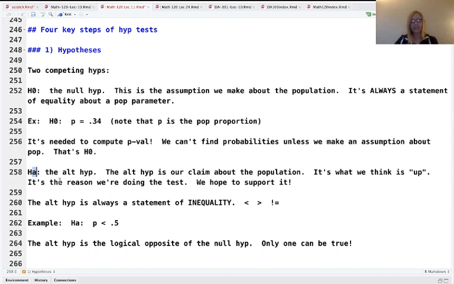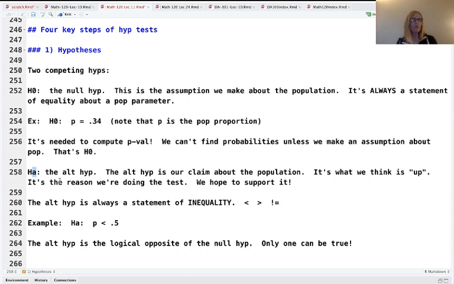Next is the alternate hypothesis. This one's also really important. Now, it's always the logical opposite of the null hypothesis, but it's a little bit more than that too. The alternate hypothesis is our claim or our suspicion about what's going on.